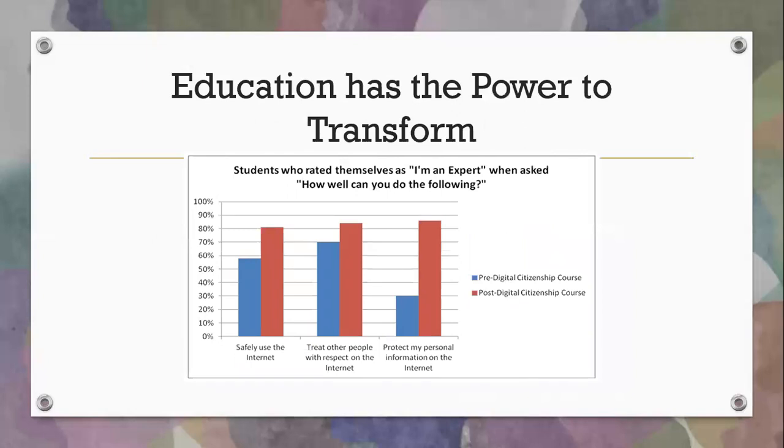The power of education can truly transform the way we see and abide by the ethical standard of digital citizenship. The graph gives us hope that humanity is truly possible. In a study conducted, a pre and post digital citizenship course, the blue highlights the pre and the red the post, and you can see tremendous growth after the assessment was collected upon the completion of the digital citizenship course. The biggest jump was in the area of protecting personal information, from 30% to 85%.